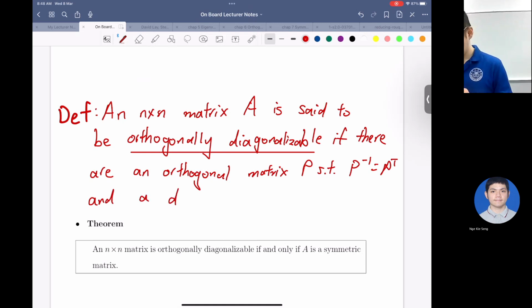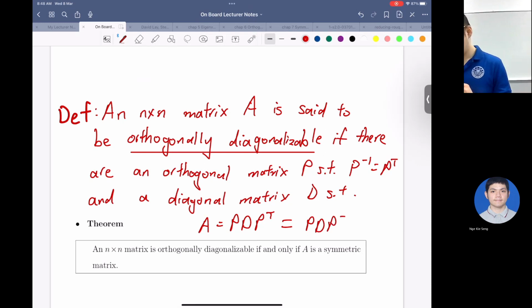And a diagonal matrix D such that A equals PDP inverse. Because the nice thing about an orthogonal matrix is that the inverse is just the transpose.